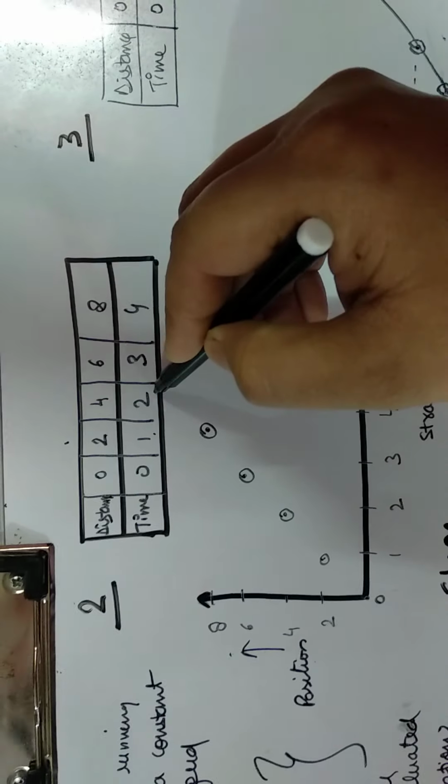Now, with the help of this straight line curve, we can find out the speed of the body. Because the formula of speed is distance upon time, and we have a graph between these two parameters. With the help of these two parameters, you can calculate the third one, that is the speed. The slope of this graph will give you the value of speed.